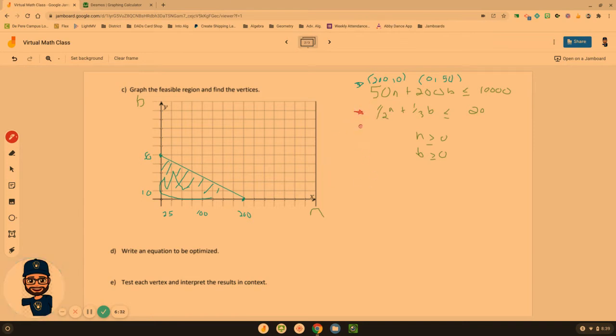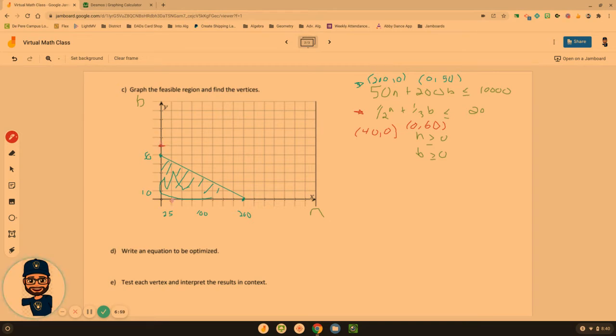Half n, right? So my y values are 0 if I'm getting an x-intercept. Half n is 20. Half of some number is 20, meaning that's a 40. Or the y-intercept here, 0 comma. A third of some number is 20. A third of what number is 20? That would be 60.